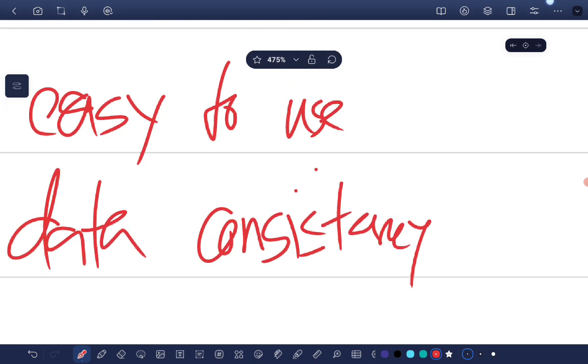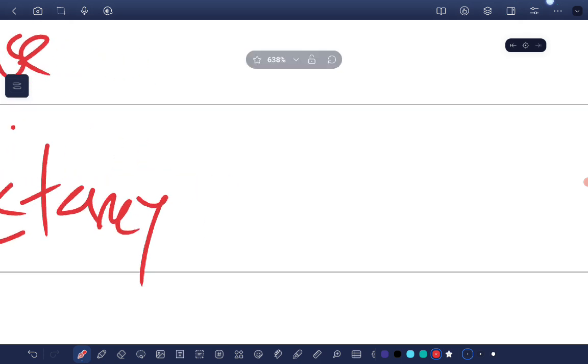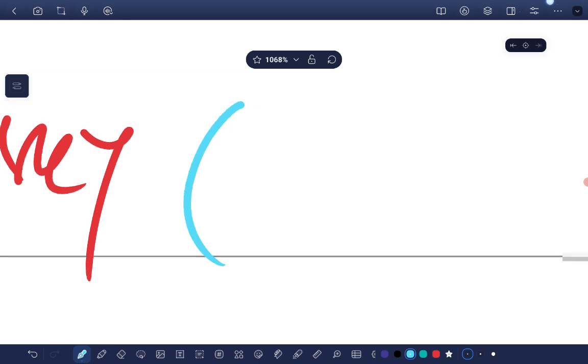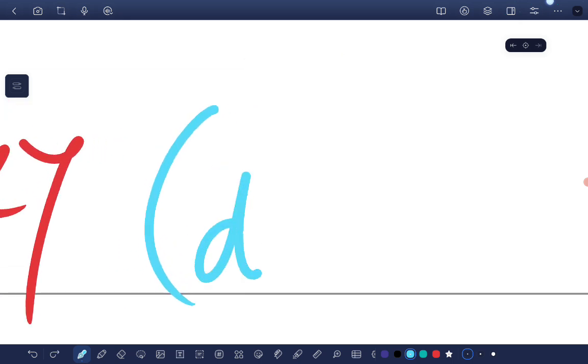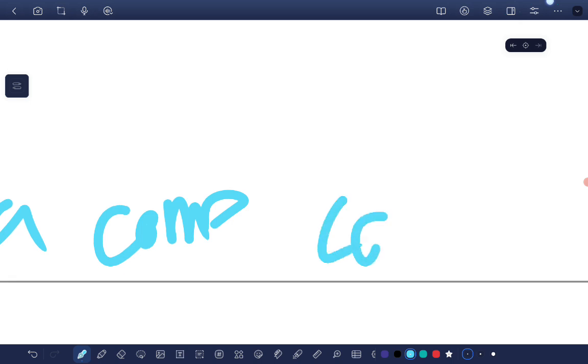When I say data consistency, I mean that the data that is there is accurate. It actually came from the right user, like it came only from the teachers. From correct sources.